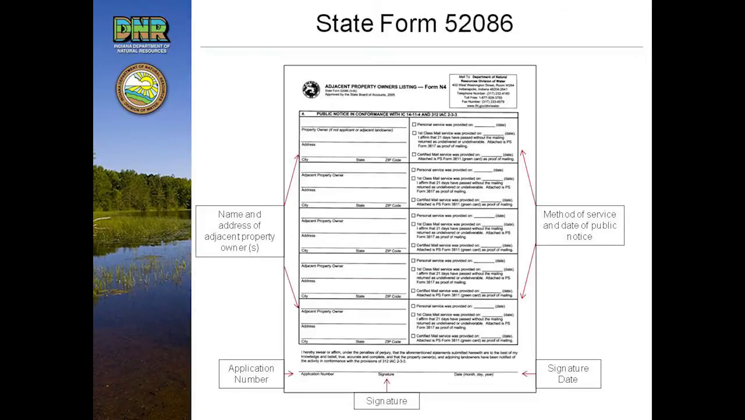State Form 52086, the adjacent property owners listing, is sent to the Division of Water and must contain the name and address of the adjacent property owners, application number, signature, date, method of service, and date public notice was provided. There are 3 methods of service for public notice. They are personal service, first-class mail, and certified mail.